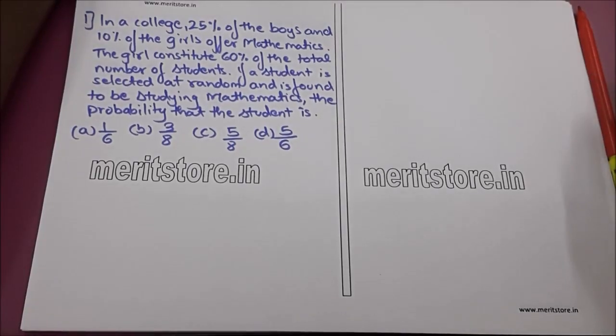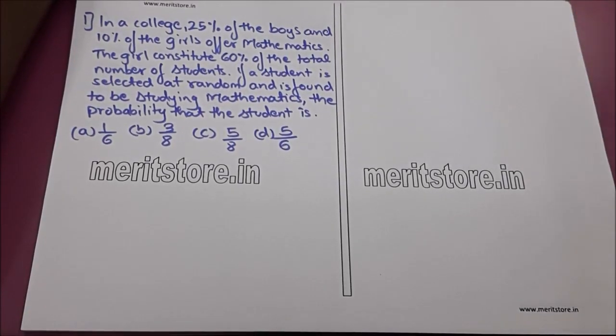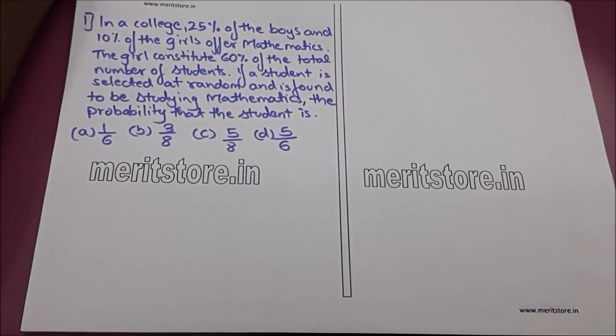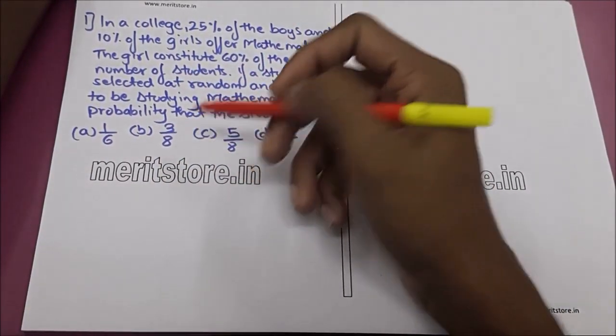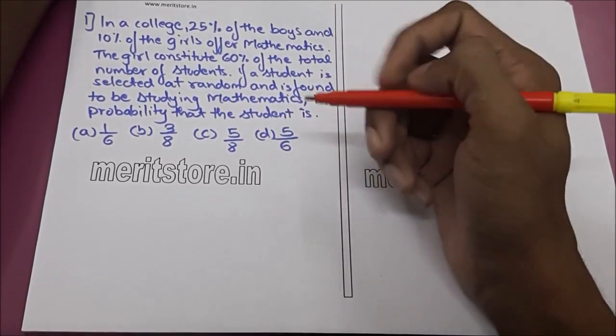Question 1. In a college, 25% of boys and 10% of girls offer mathematics. The girls constitute 60% of the total number of students. If a student is selected at random and is found to be studying mathematics, the probability that the student is a girl is. We have four options: A 1 by 6, B 3 by 8, C 5 by 8, and D 5 by 6.